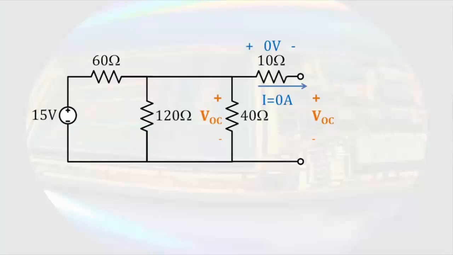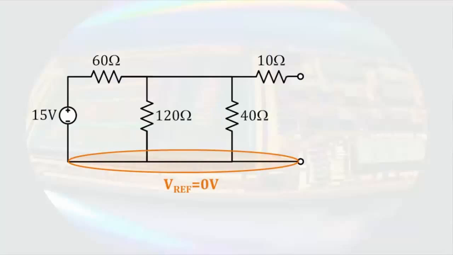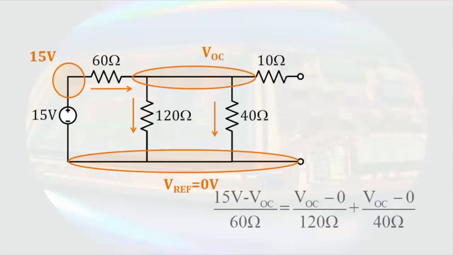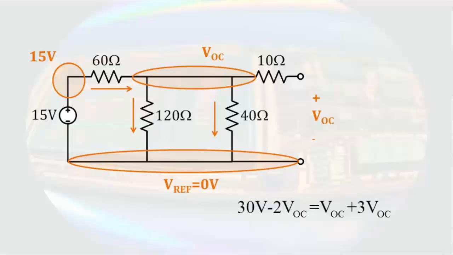Looking at the circuit, the open circuit voltage can be determined using a single node equation. Remember that the open circuit voltage will be the potential across the 40 ohm resistor. Let's start by selecting a reference node. Since the 15 volt source is connected to the reference node, this node is at 15 volts. The open circuit voltage is across the 40 ohm resistor, so this is the node voltage. We can then pick directions for our currents. Then we can write the following node equation. If we multiply through the equation by 120 ohms, we get this.